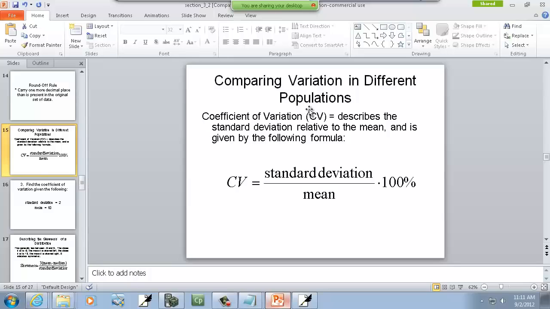Now, we don't do a whole lot with this in this class, so just besides just finding it. But this formula, the coefficient of variation, CV, this allows us to compare variation in different populations. And this describes the standard deviation relative to the mean as given by the following formula. CV equals standard deviation divided by mean times 100%. And I put those real generic because you could have population values, population standard deviation, and population mean, or you could have sample standard deviation, sample mean.